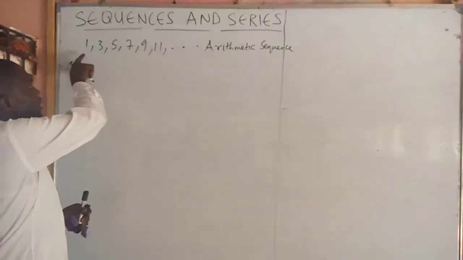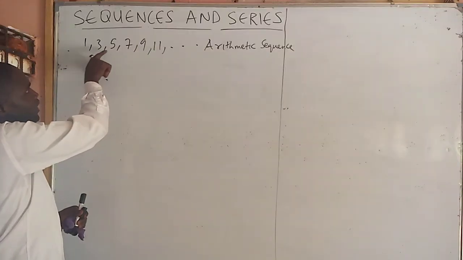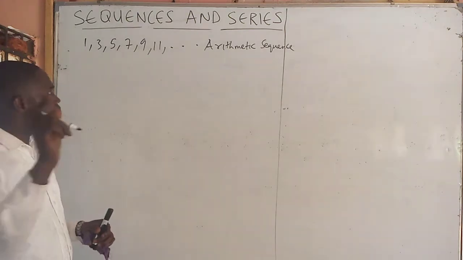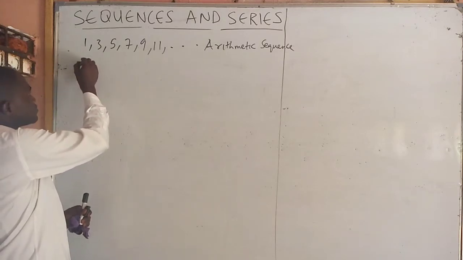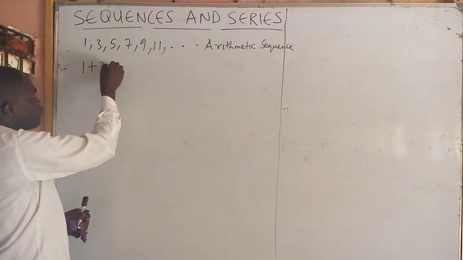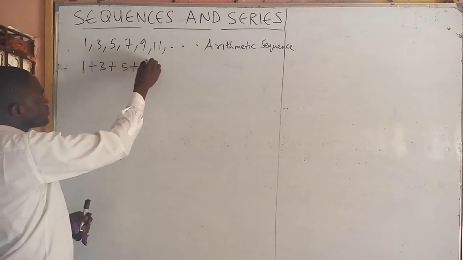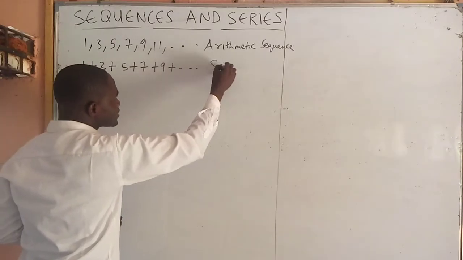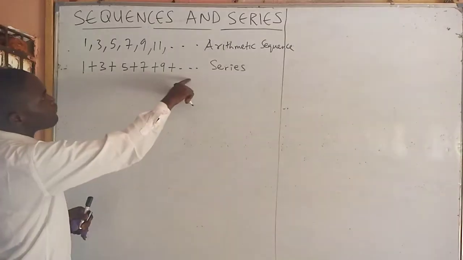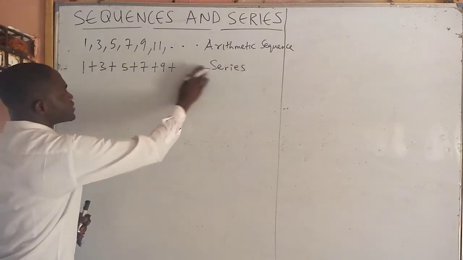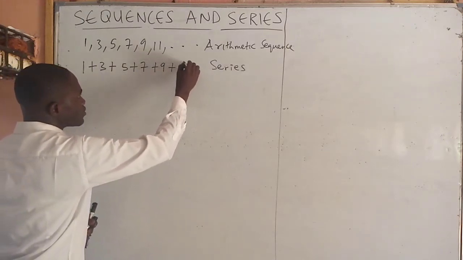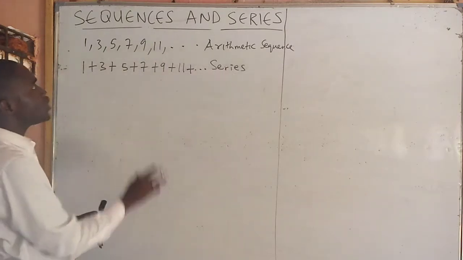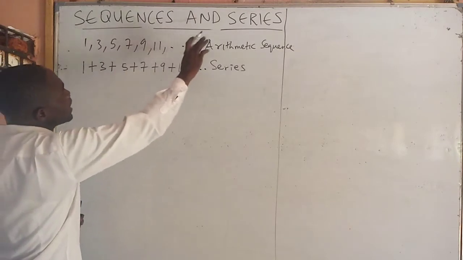Okay? So the numbers or the terms are written one after the other using comma to separate one from the other. Now, when you add these terms, when you put plus sign there, this is called series. That is, sum of given sequence is called series. So that is the relationship between sequences and series.